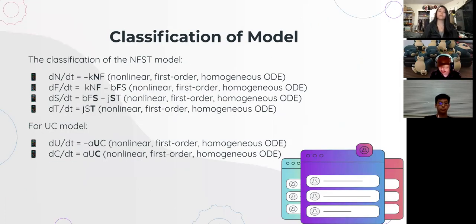So let's classify these models. All these models are non-linear because the functions are being multiplied. For example, we have dN/dt equal to negative k of N times F. N and F are being multiplied together, therefore it is non-linear, and this applies for the rest of the functions. These are all first order differential equations because we're only deriving each equation once.